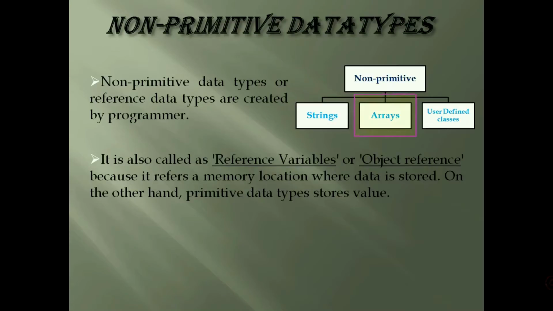So strings, arrays and objects come under non-primitive data types. So please note that string is not a primitive data type because it has methods and only a class can have methods. Primitive data types cannot have methods, so string is a class which is a non-primitive type. Arrays and objects are non-primitive data types because they refer to a memory location.